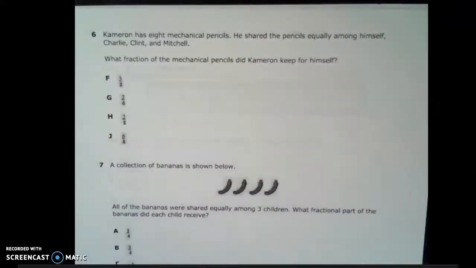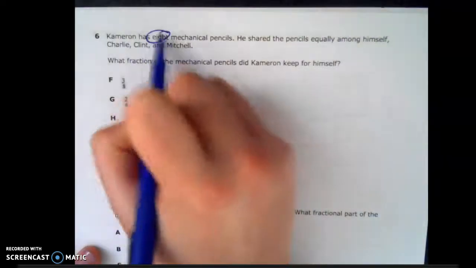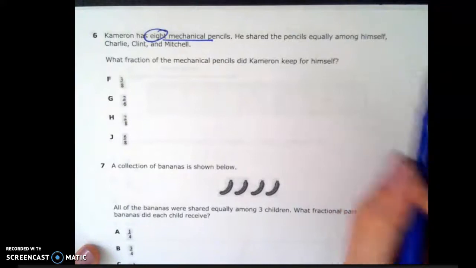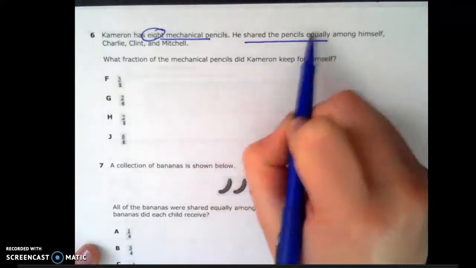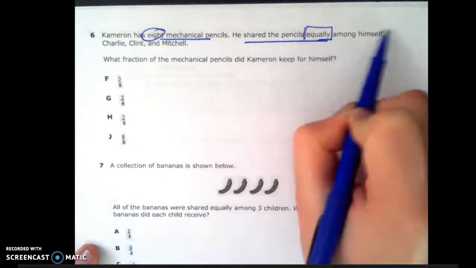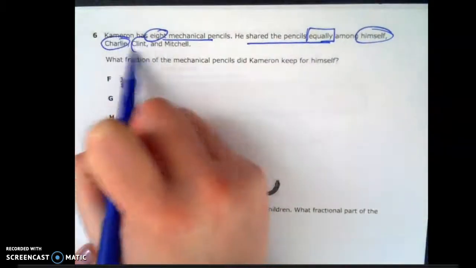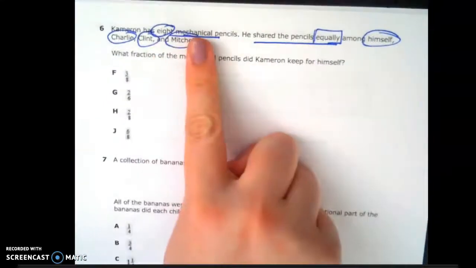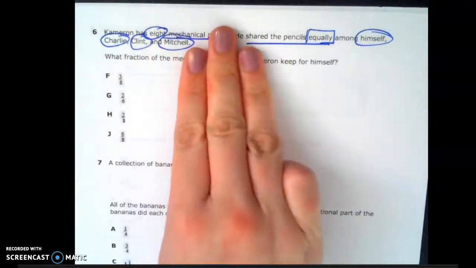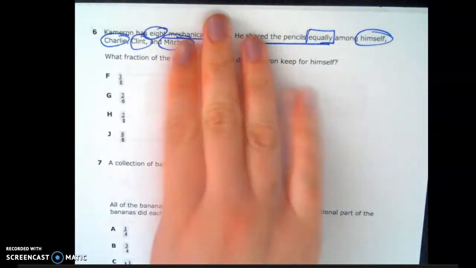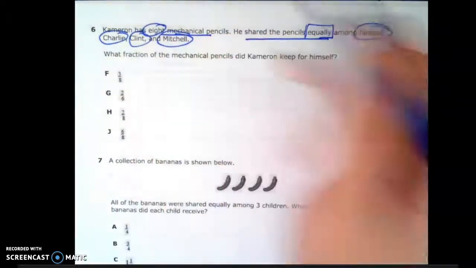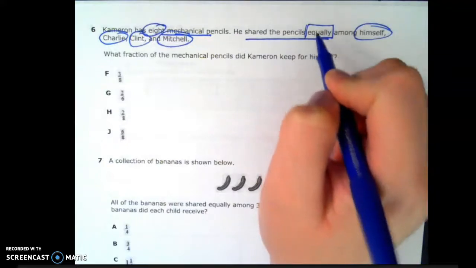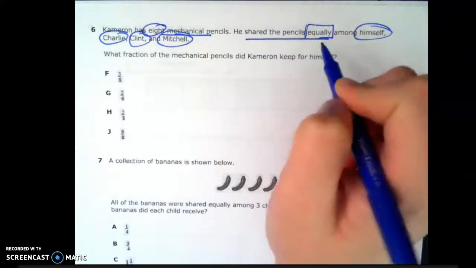Cameron has 8 mechanical pencils. He shared the pencils equally among himself, Charlie, Clint, and Mitchell. What fraction of mechanical pencils did Cameron keep for himself? Cameron has 8 mechanical pencils. He shared the pencils equally. This is really important. Among himself, Charlie, Clint, and Mitchell. So that means himself, Charlie, Clint, and Mitchell. Okay? So, here, equally, every single person is going to get the same amount of pencils.